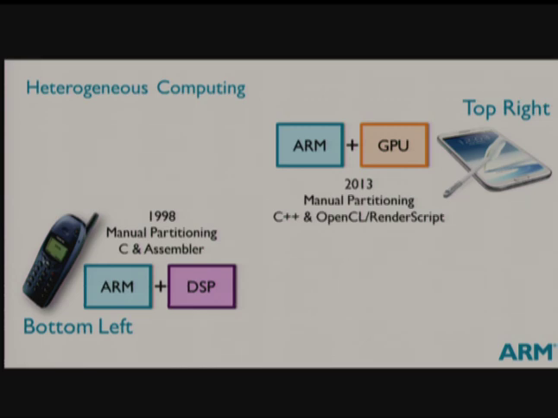Take that Galaxy Note, top right. It's a heterogeneous solution. This time it's an ARM with GPU. And I kind of argue I'm not sure the programming model has changed at all. It's manual partitioning, it's C++, and it's OpenCL and RenderScript. And OpenCL and RenderScript is about as close to assembly language programming as you can get. You know, I'm not sure the world's moved on, but the numbers have all got bigger, so it's a glorious top right solution. So heterogeneous compute, a good way of solving the dark silicon problem.